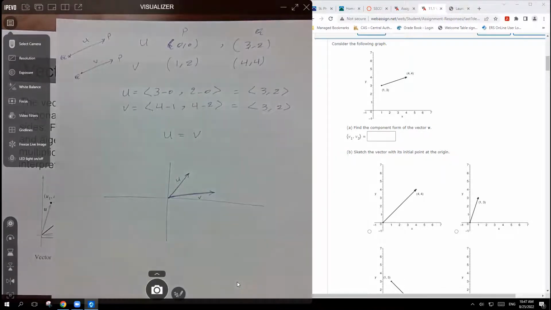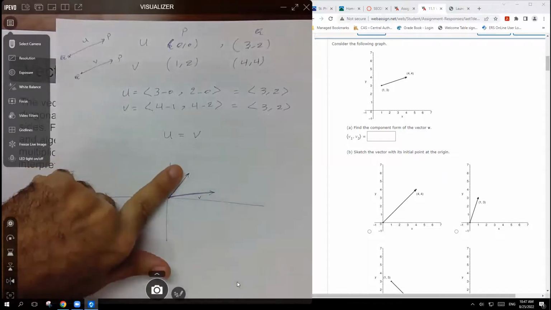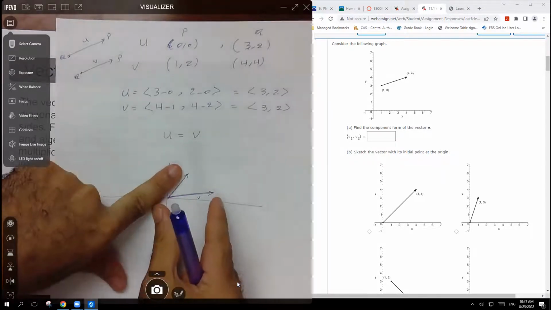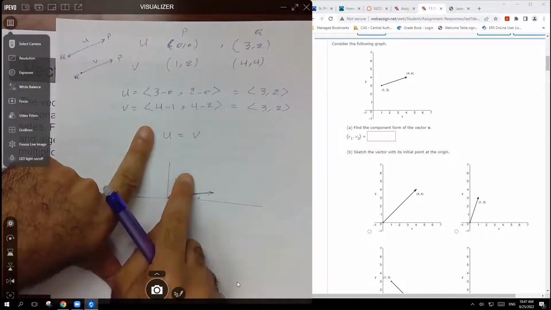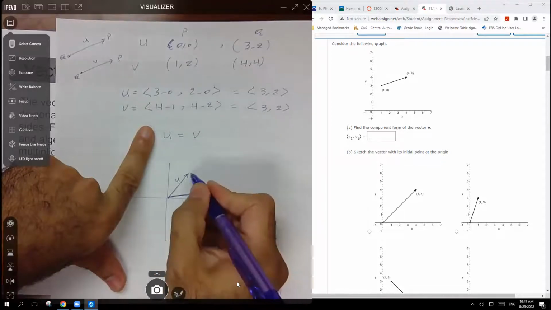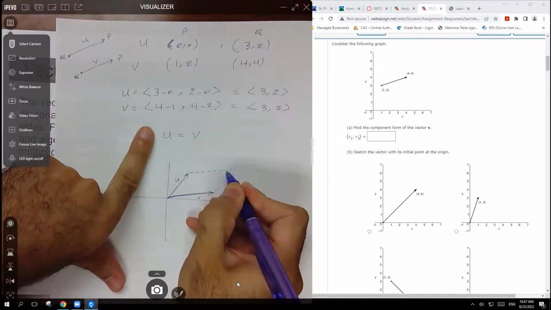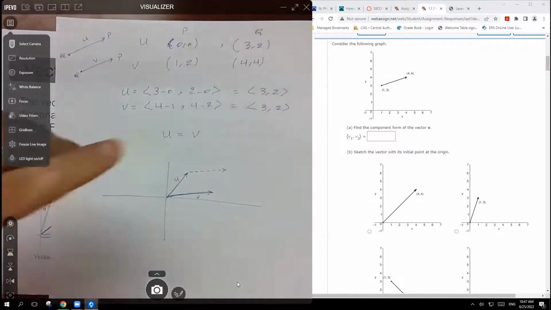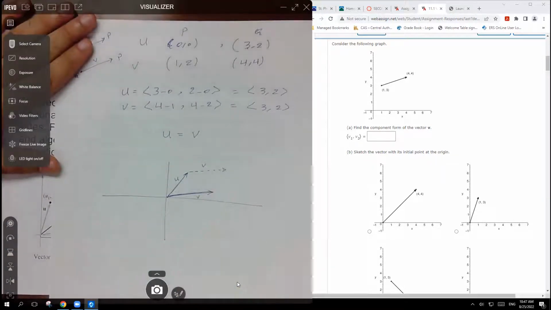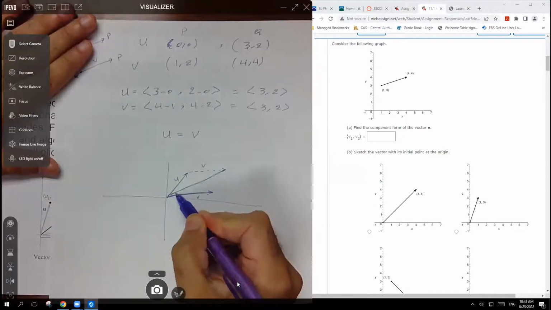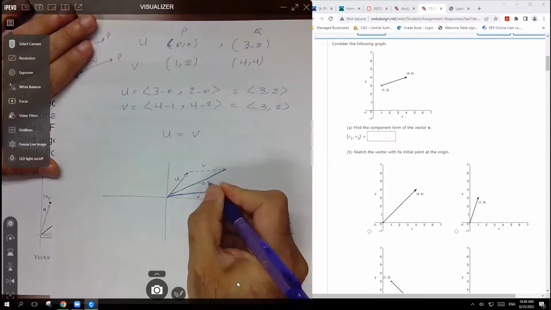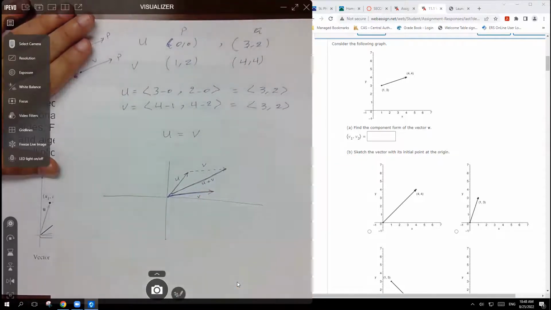U. Okay, we're going to fix U. I'm going to fix this one. I'm going to move V, exactly the same, to the end, to the terminal point of U. So here's V, I'm going to move it here. Okay, so this is V. Where's the new vector, which is U plus V? Here. Okay. This is U plus V. You got it? Yeah, thank you.